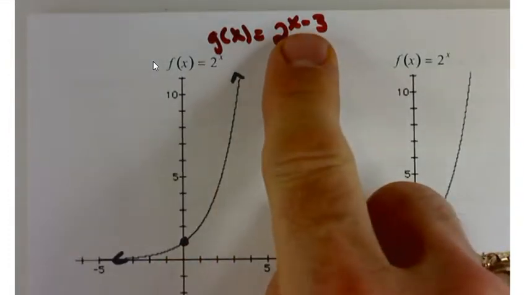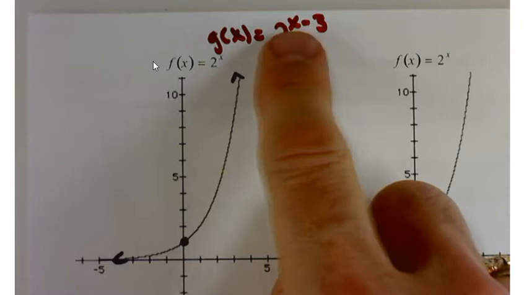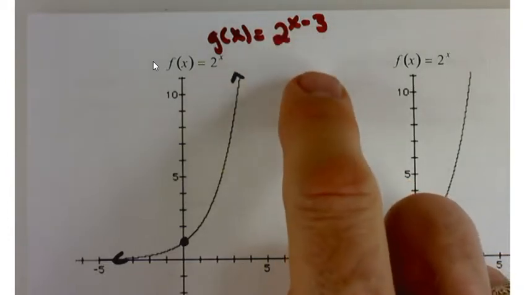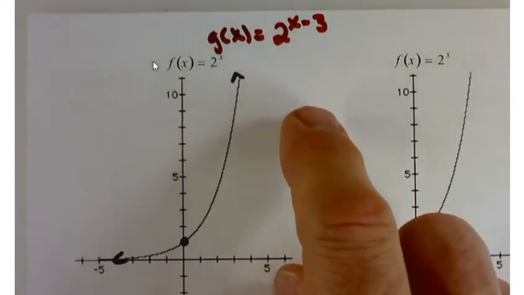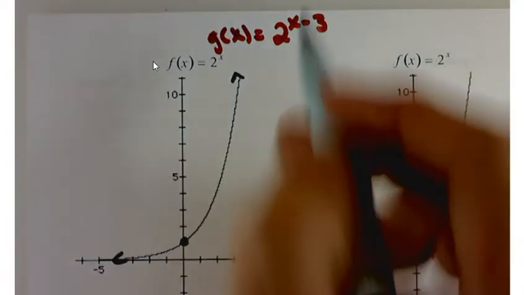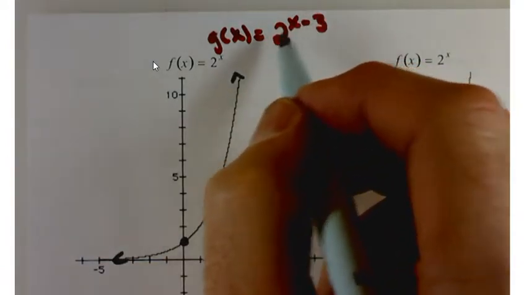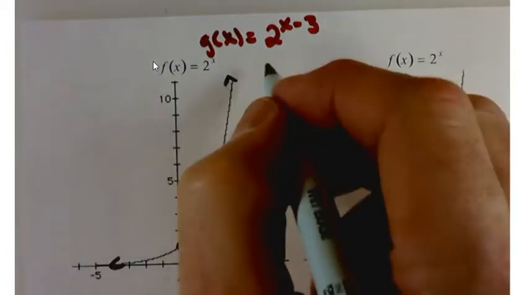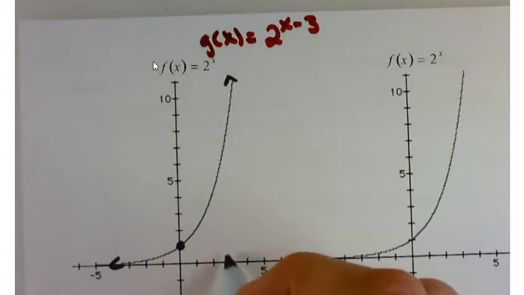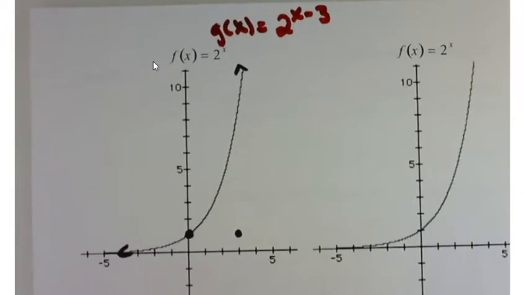What would put a 0 in the exponent? What value of x would make the exponent 0? 3. So if I put a 3 in here, 3 minus 3 would be 0. 2 to the 0 would be 1. So in other words, this has a point on the graph right here at 3 and 1.